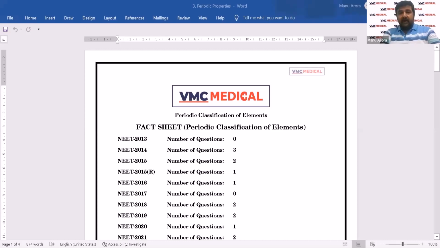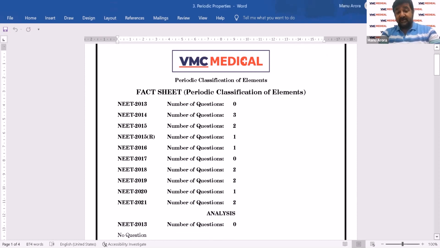I'll just screen share for a moment. If you can look at this fact sheet, it shows that in 2013, from where I started this analysis, there was no question from periodicity. 2014, we suddenly saw 3 questions coming from this area. 2015, there were roughly 2 questions from this area.